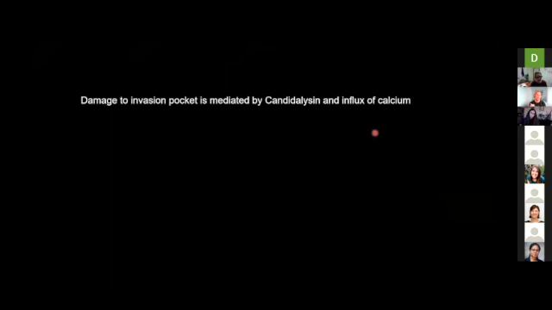What we do know so far is that the damage to the invasion pocket is mediated by Candidalysin, and it's also mediated by the influx of calcium. But again, what is the purpose of these calcium oscillations?